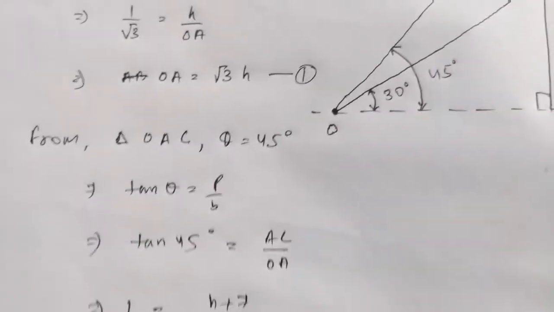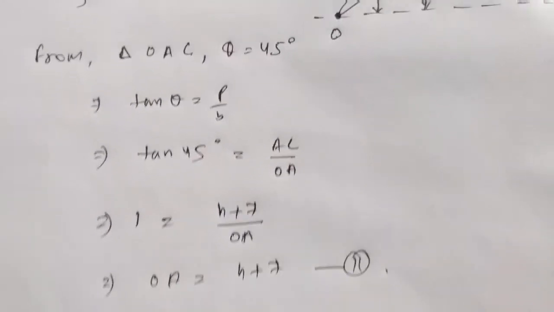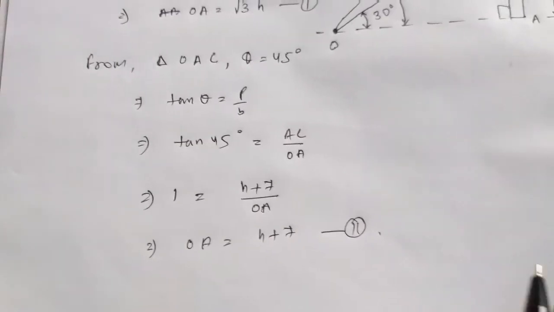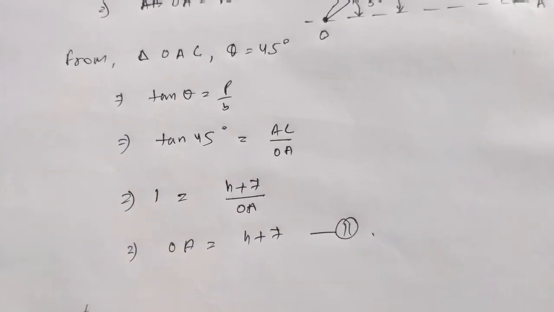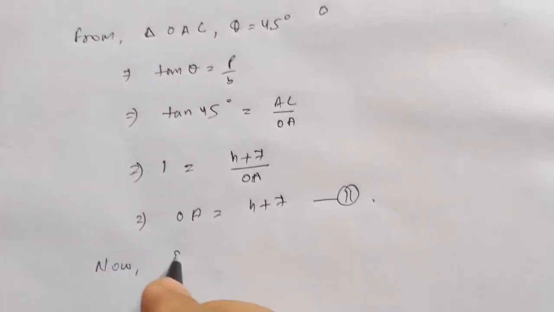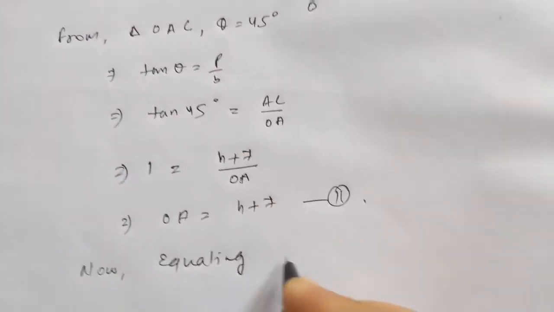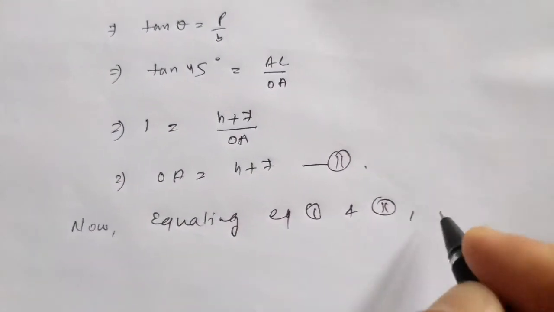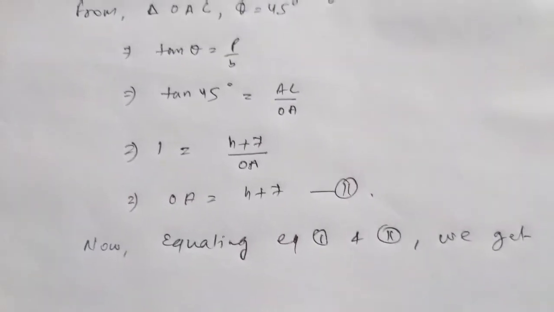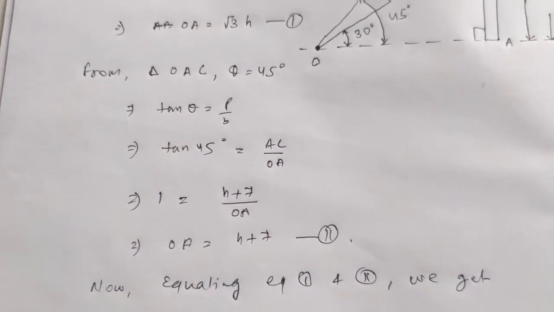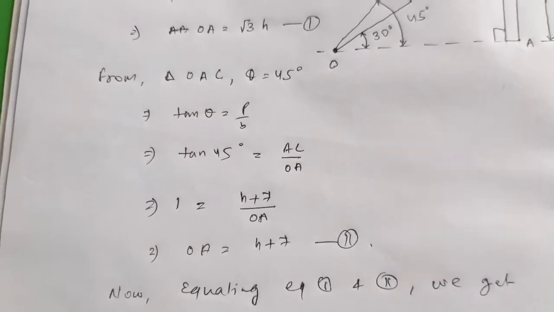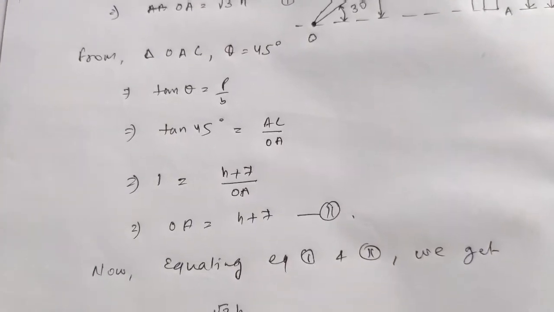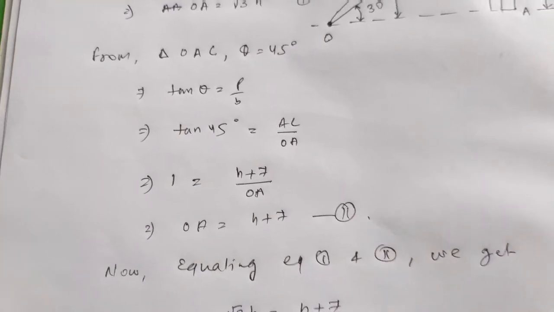So equation number 1 is OA is equal to root 3 h, and from equation number 2, OA is equal to H plus 7. Now, equating equation 1 and 2, we get: why am I equating equations 1 and 2? Because the left hand side of both equations is the same, so I can equate them. So root 3 h is equal to h plus 7.